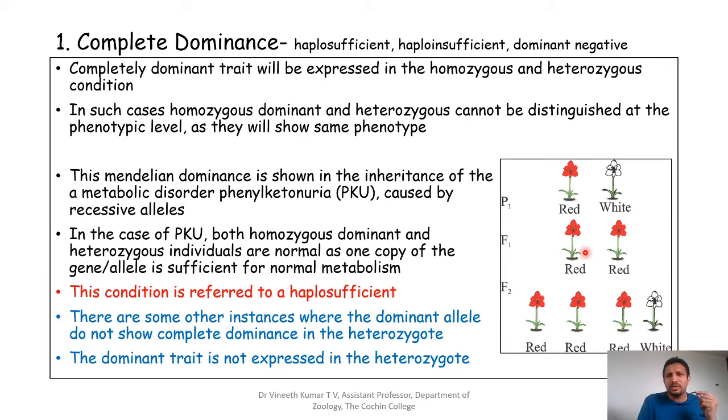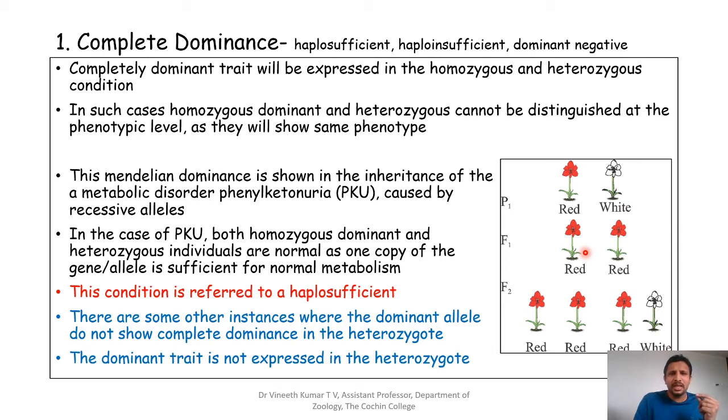So haplosufficient is the same as Mendelian dominance, where the homozygous and heterozygous will have the same phenotype, and because the heterozygote has the capacity to produce the trait at the same level as a homozygous dominant, you call it haplosufficient, meaning half is sufficient for the expression of that particular trait. This is just an explanation of what our Mendelian dominance is.